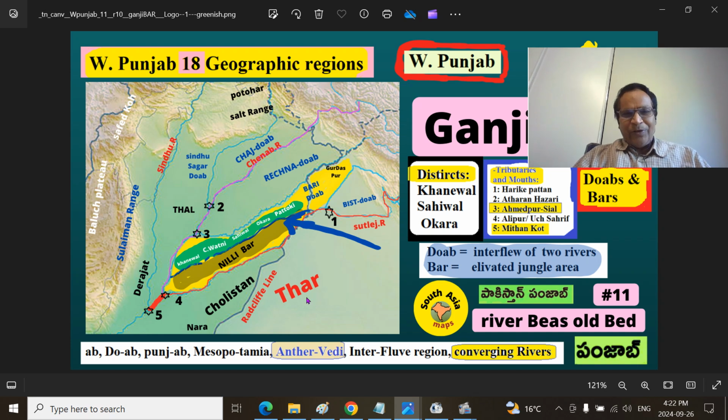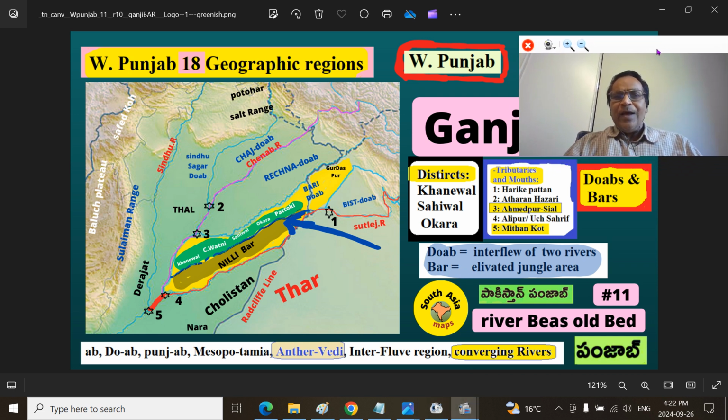It is especially called Mesopotamia, like the Tigris and Euphrates rivers, the converging area. Antarvedi in Sanskrit is, in English, an interfluvial zone, an interflow zone where two rivers converge. Let's say we have the Krishna River on the north and Tungabhadra in the south. In the Deccan, the doab is the Raichur Doab or Gadwal Doab, and it's similar. Rivers converge. Then what is the bar?